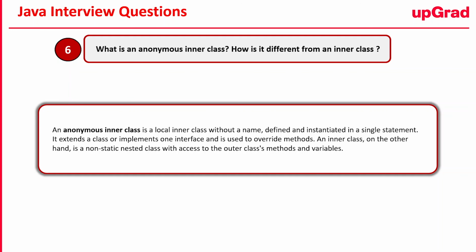An inner class is a non-static nested class associated with an instance of the outer class and has access to all its methods and variables. Some of the features of an anonymous class include: it is without any name, only one object is created for it, it is used to override a method of a class, and it can implement only one interface at a time. Alright, so this was about anonymous inner class and inner class.